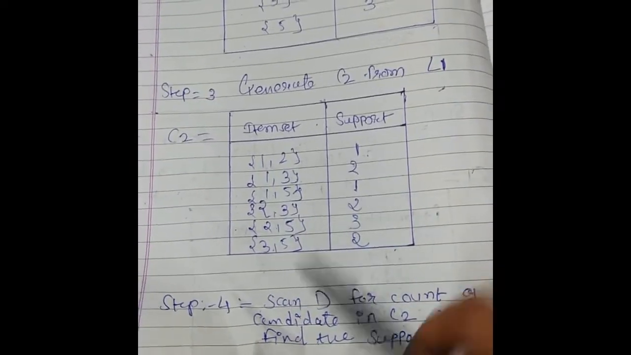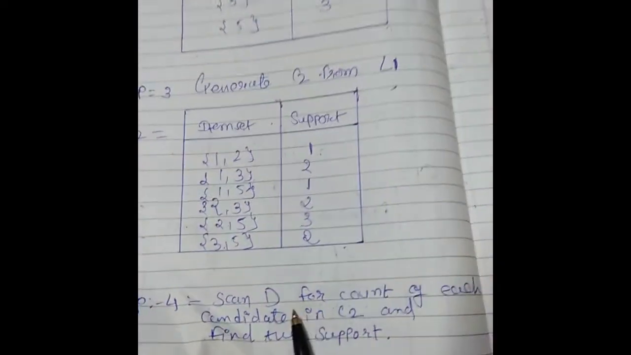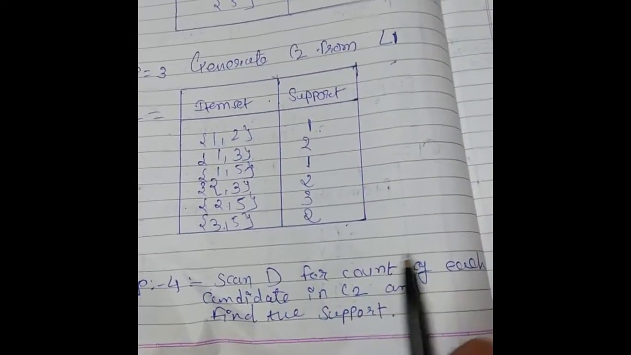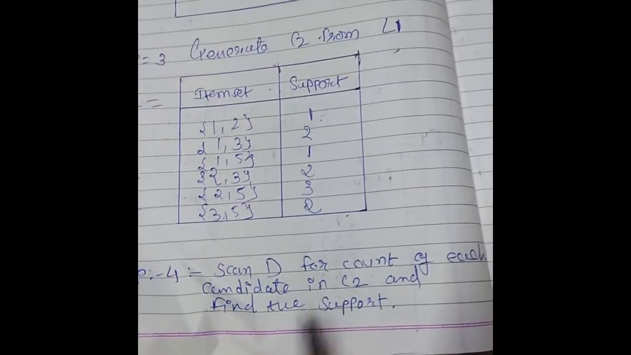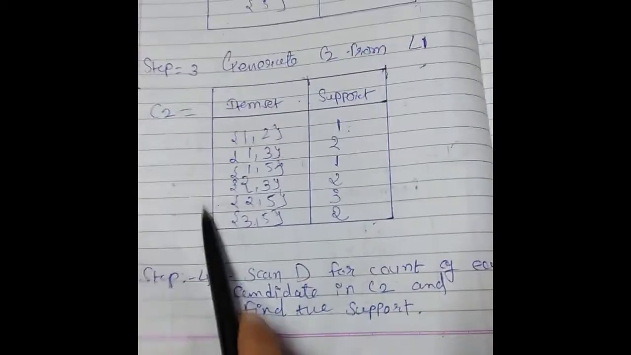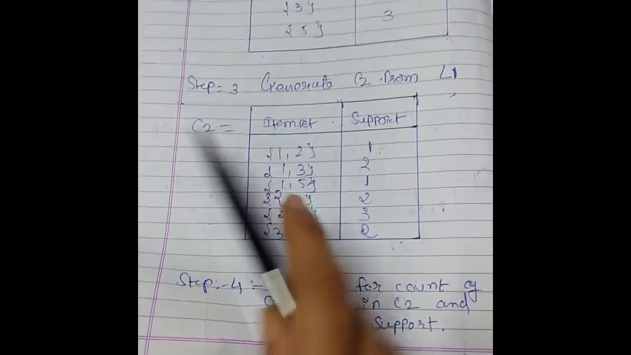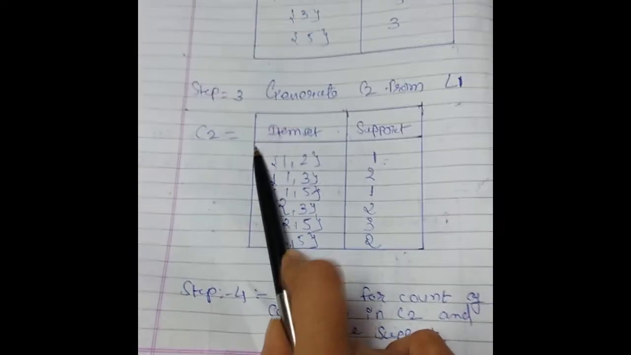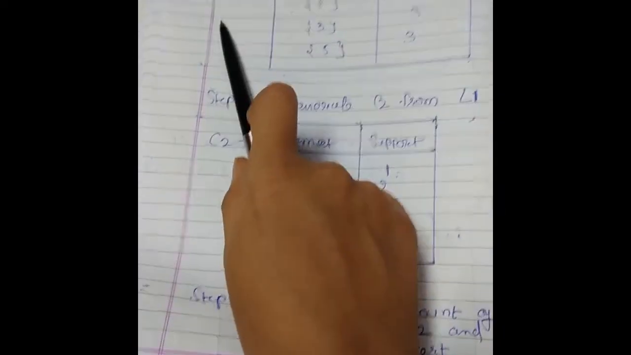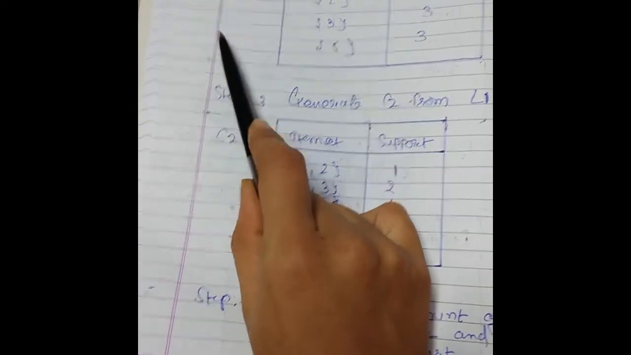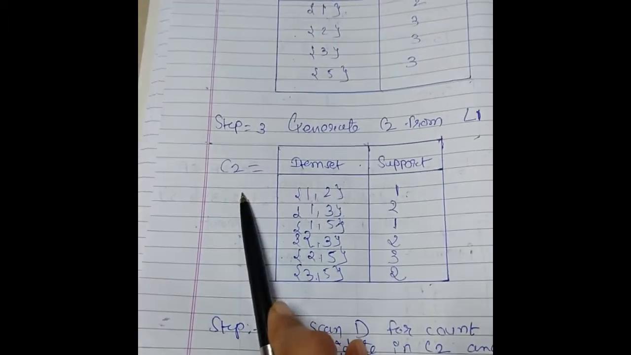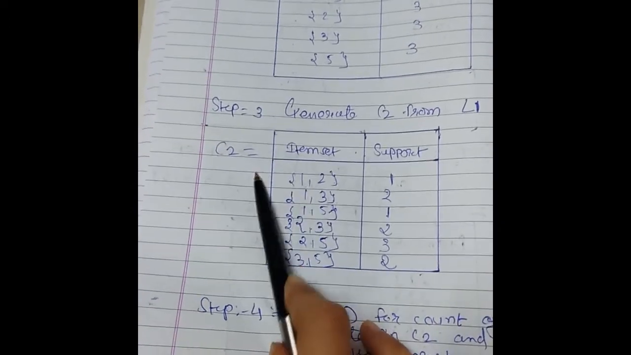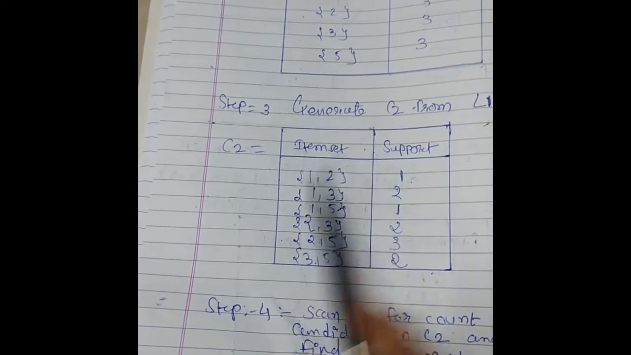Now the next step, that I have already done here, is to scan the database for the count of each candidate in C2 and find the support. So this is how the candidate C2 is created. Now from C2 we'll again create L2, as we created C1 and then from C1 we calculated L1.